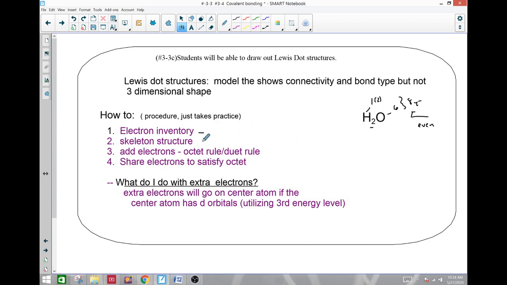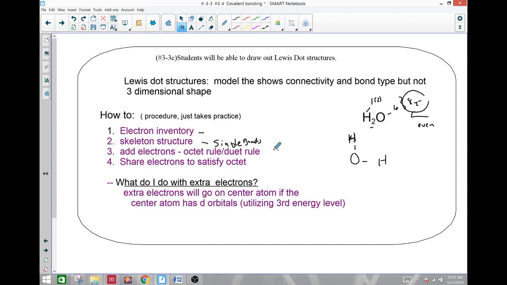Skeleton structure. Hook everything up with single bonds. So, oxygen single bonded to hydrogen, and single bonded to the other hydrogen. The angles and such, this model's not good enough to show that, so it doesn't matter. Typically you just draw 90 degrees even though it's not 90 degrees. Now this is the total number of electrons I get.